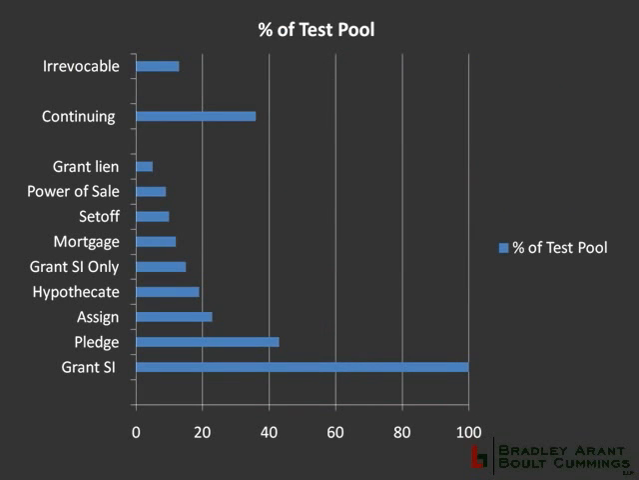This graph shows the statistical frequency of the blue words and phrases that may or may not be necessary for use in a grant clause. For example, 13% of models state that the security interest is irrevocable, and 36% of models state that the security interest is continuing. If these provisions are necessary, they should appear in the model document we are creating and should likely appear in all security agreements.